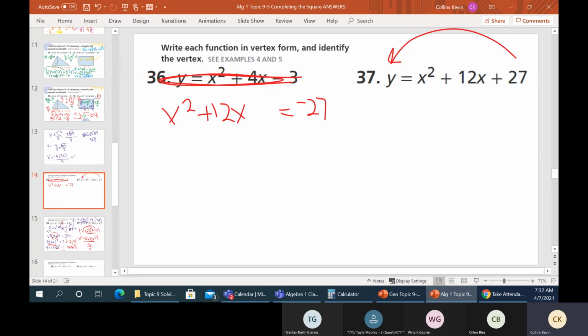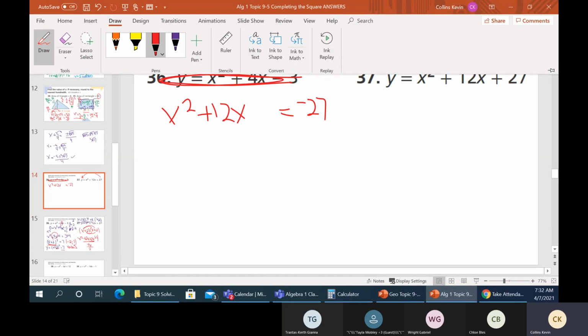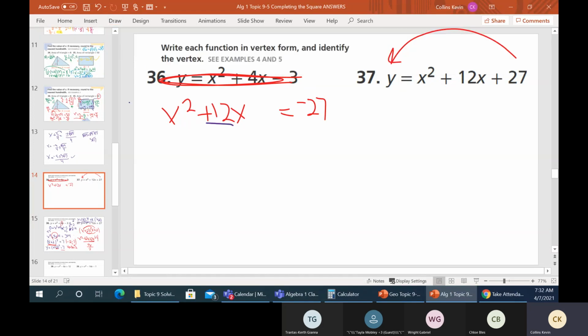All right, then standard procedure says I'm going to take the number in front of x, that's 12. Automatically divide him by 2. And then we get 6. Then we take the 6 and square it. We get 36. So it means add a 36 here and a 36 here.